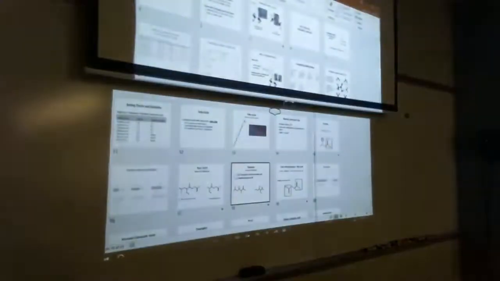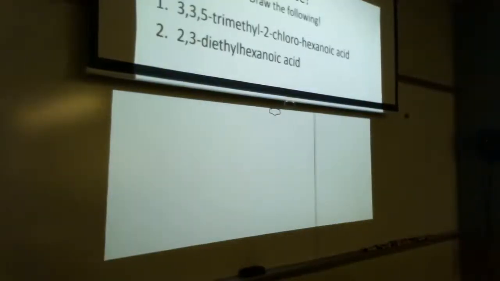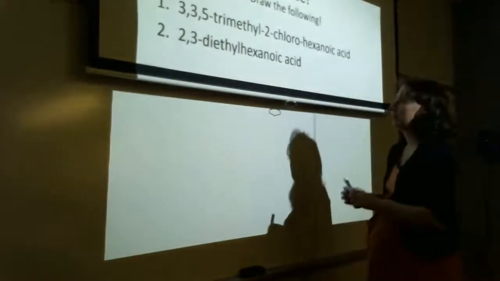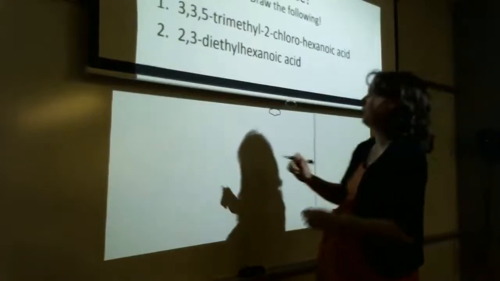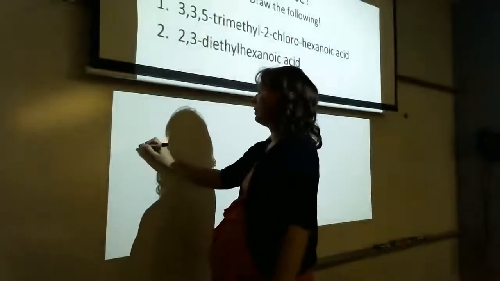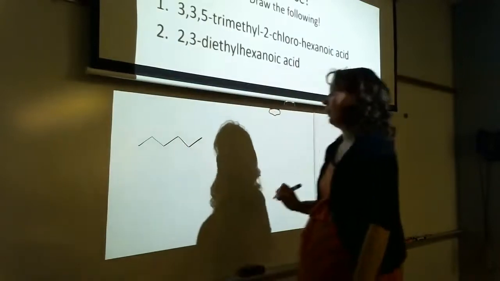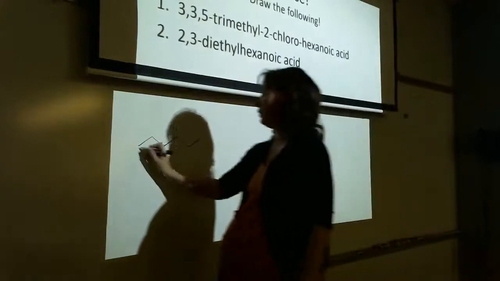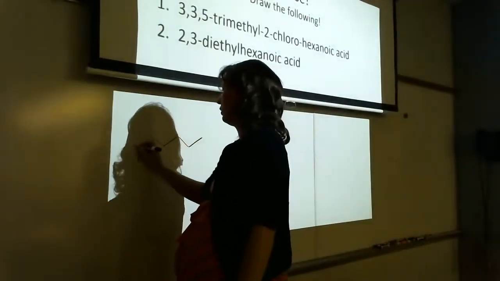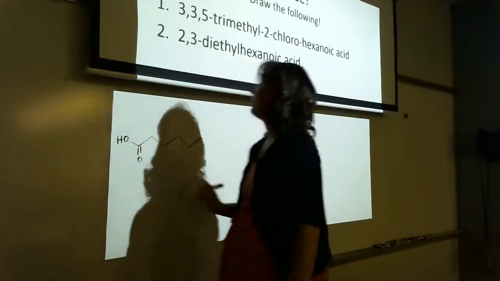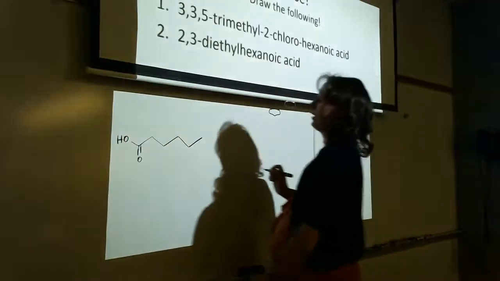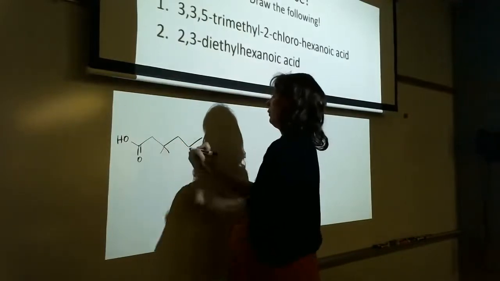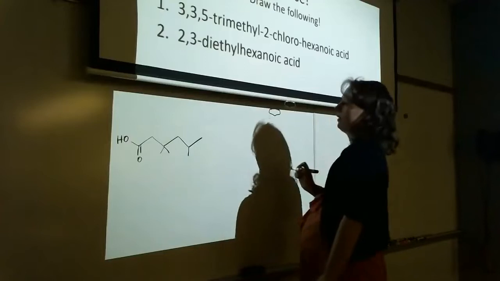All right, let's look at what we've got here. Hexanoic acid would be how many carbons? 6. That's a 6-carbon chain. So 1, 2, 3, 4, 5, 6. And now you can choose carbon number 1, whichever end you prefer. So let's just make number 1 over here. Okay, so 3,3,5-trimethyl. So 1, 2, 3, 3, 4, 5, 5-trimethyl, and then 2-chloro.